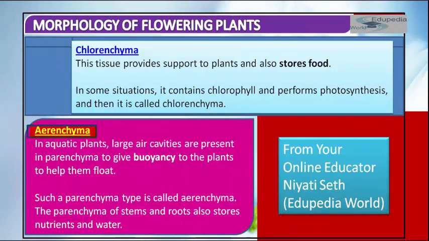Now comes another simple permanent tissue, and that is aerenchyma. In aquatic plants, large air cavities are present in the parenchyma to give buoyancy to the plants to help them float. Such a parenchyma type is called aerenchyma. So, aerenchyma is present only in aquatic plants to provide buoyancy so that they can float. The parenchyma of stem and root also stores nutrients and water.